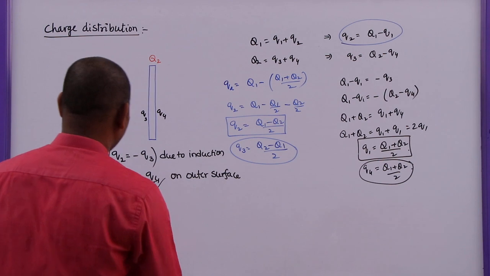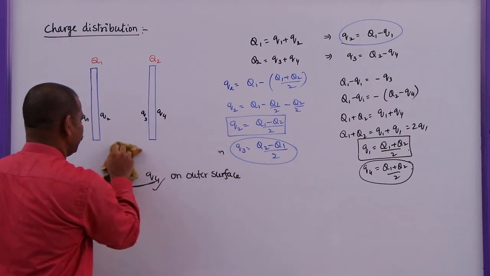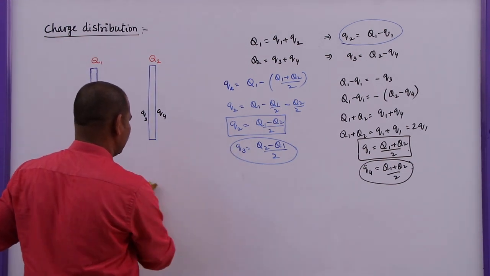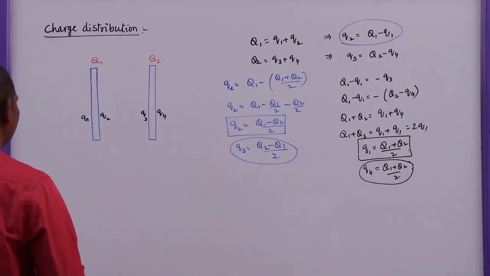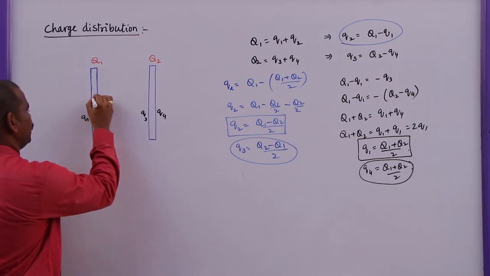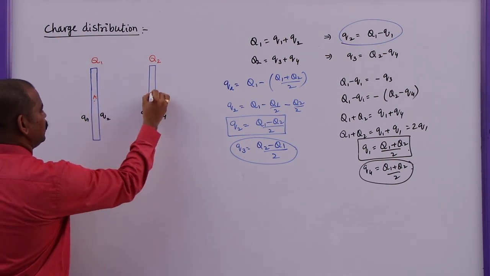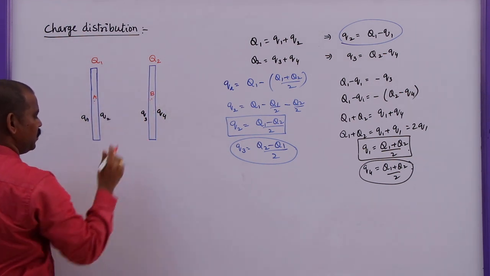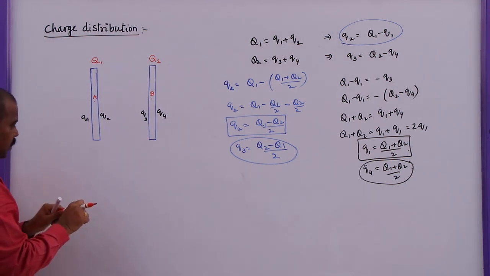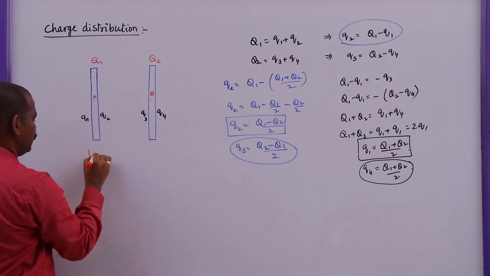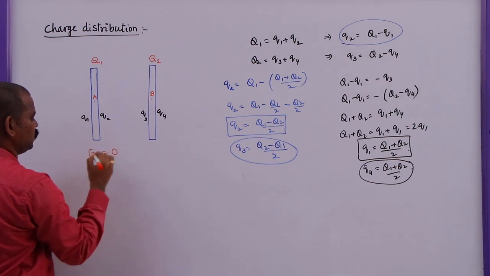So here, let me take the concept of the electric field within the conducting plate. We know that electric field within a conducting plate is always 0. So here let me take one point here, A, and this point here, B. As these two are conducting plates, electric field within the conducting plate is 0. So here, electric field at A is equal to 0.